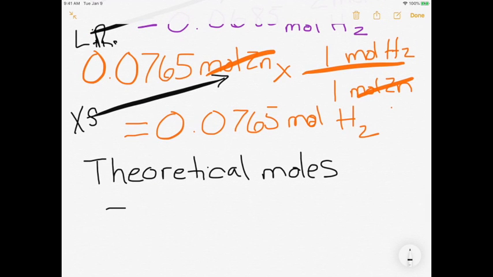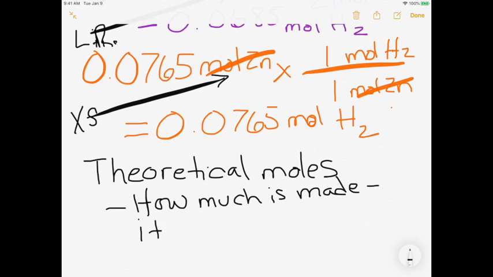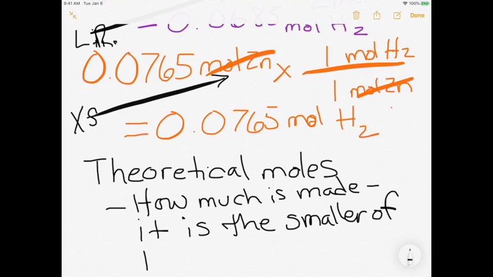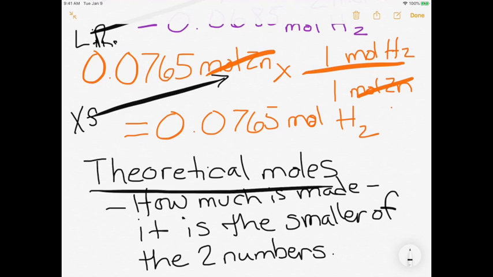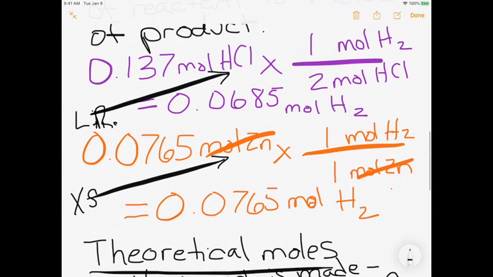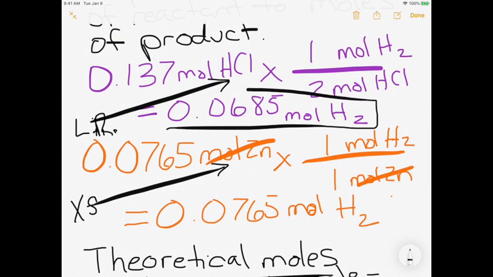So theoretical moles is how much is made, and it is the smaller of the two numbers. All right, so theoretical moles is what we need to figure out. So in this case, whatever produces the smaller amount, which is this one, is going to be our theoretical moles.